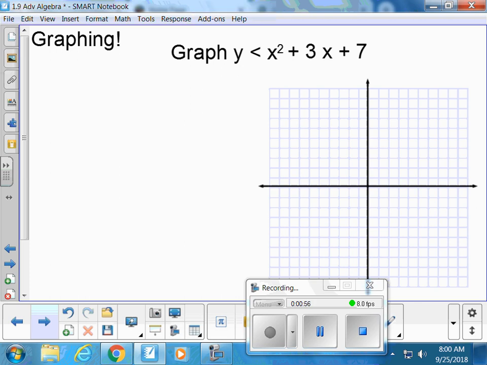First things first, we do need to review our inequality symbols. This is a less than symbol. This is a greater than symbol. And when using these symbols, you graph with dotted lines. This is the less than or equal to symbol. This is a greater than or equal to symbol. And when graphing with those, you use solid lines. So for this particular problem, when we graph this parabola, we're going to be using a solid or dotted line? Dotted line, yeah.